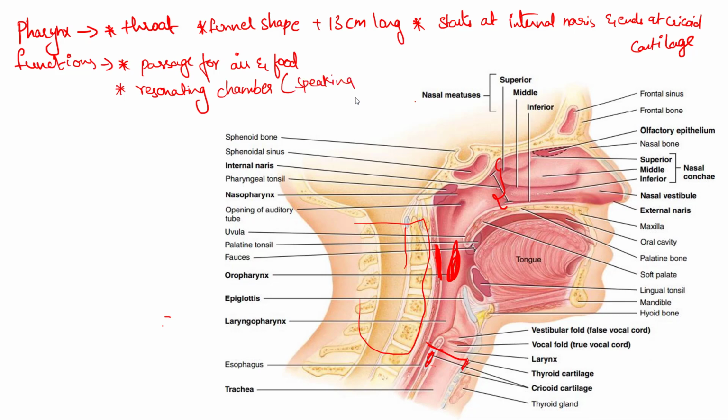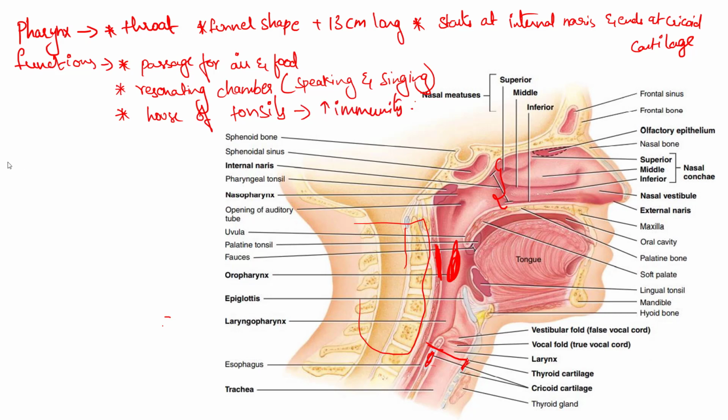So speaking and singing. And the third function of this pharynx will be, it is the house of tonsils. What is the use of these tonsils? If any foreign particles or foreign bacteria enter into our body, these tonsils will act as immune agents. So they will fight with this bacteria and kill it. So that will improve our immunity.